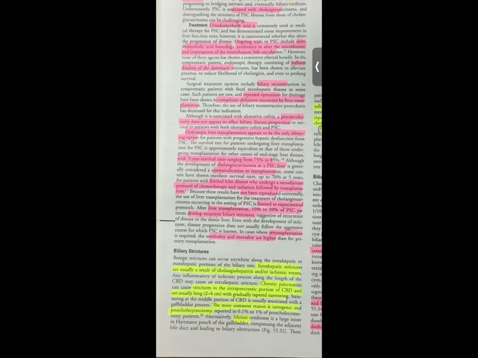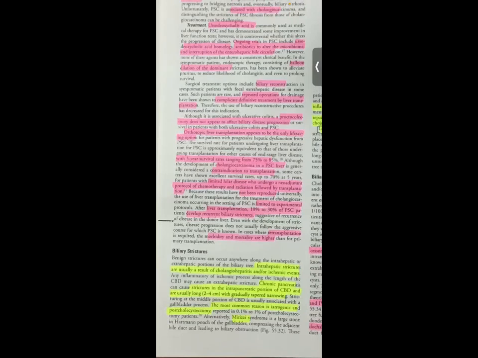After liver transplant, 10 to 30% of PSC patients develop recurrent biliary strictures. That is also important. Even after transplant, the disease will recur in 10 to 30% of patients. So it is a very bad disease to have. Retransplantation can be done if a donor is available, but retransplantation will increase the morbidity and mortality. So this is about primary sclerosing cholangitis.